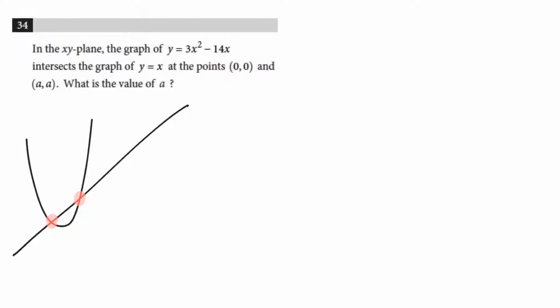Well, this is a system of equations, and I think that it shouldn't be too difficult to solve. We already know that y equals 3x squared minus 14x, and we know that y equals x, so we can just do a direct substitution here. We can just say, well, if y equals x, then x equals 3x squared minus 14x.